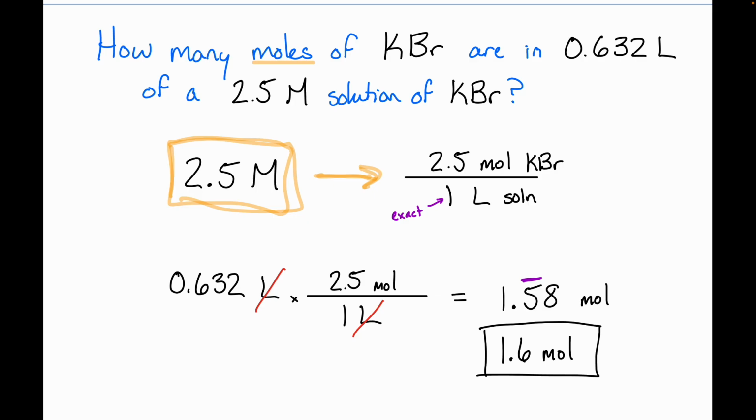All right. It's also a good idea at this point to stop, take a step back, and do a sanity check of the number that you got out on the other side. Does it really make sense? If there are 2.5 moles in 1 liter and I have less than a liter, then I should have less than 2.5 moles, right?